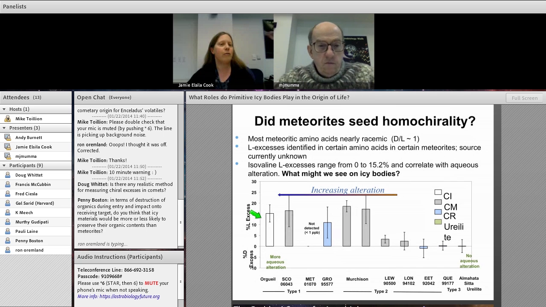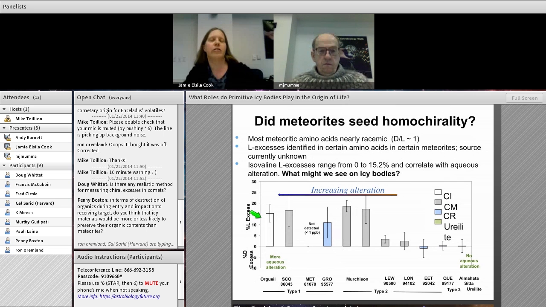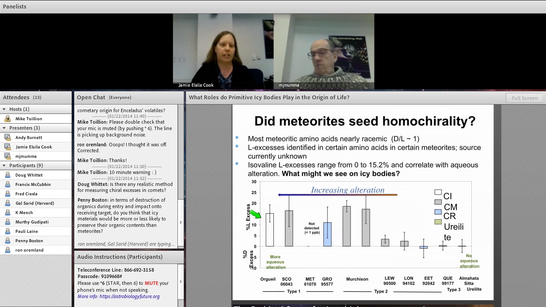I'm not sure, I don't know of any way to measure the chiral excesses remotely. It's correct that there's no chiral measurement capability in Rosetta, is that correct? Yeah, I'm pretty sure that's correct. I think that is, yeah. So we really need either in situ measurements in comets with some sort of chromatography that can do chiral measurements, or bringing samples back and being able to do those measurements here.